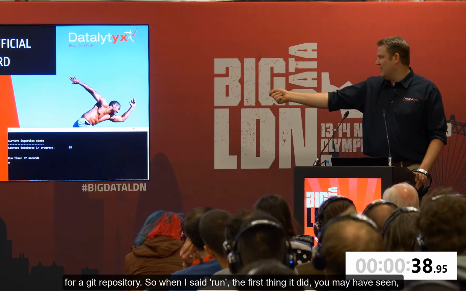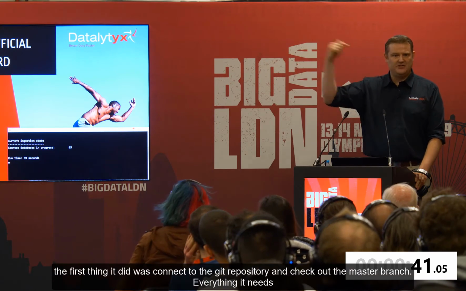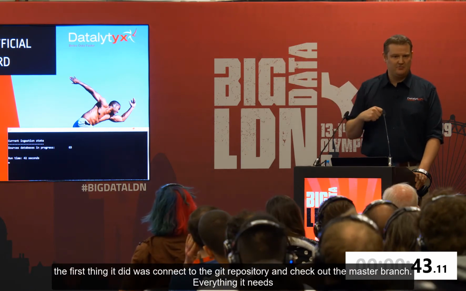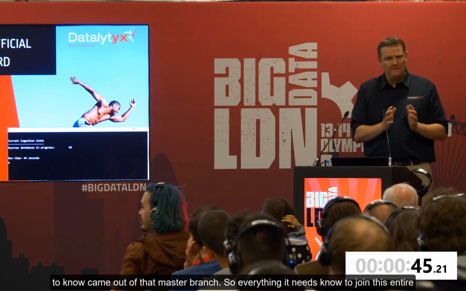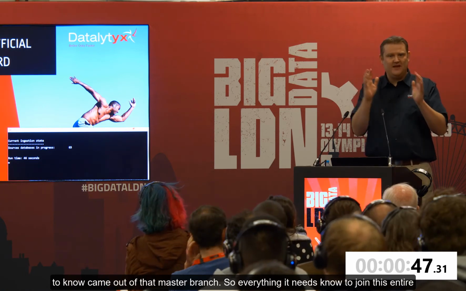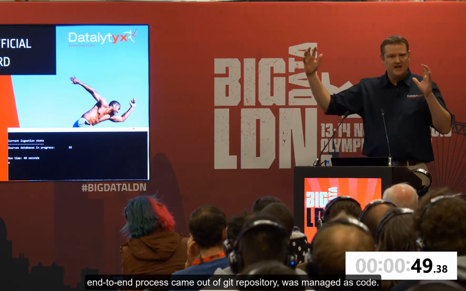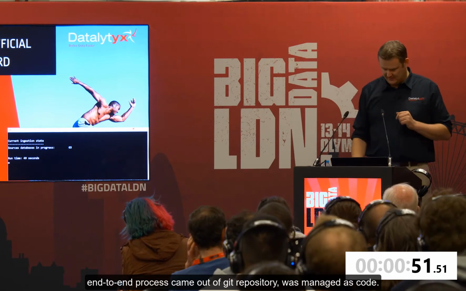So when I said run, the first thing it did, you may have seen it, was connect to the Git repository and check out the master branch. Everything it needs to know came out of that master branch. So everything it needs to know to run this entire end-to-end process came out of a Git repository, was managed as code.